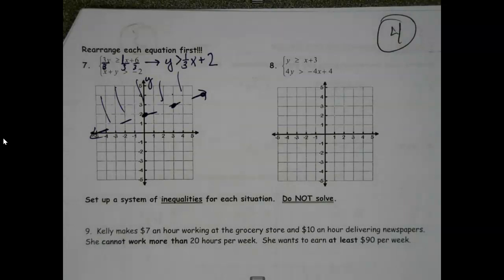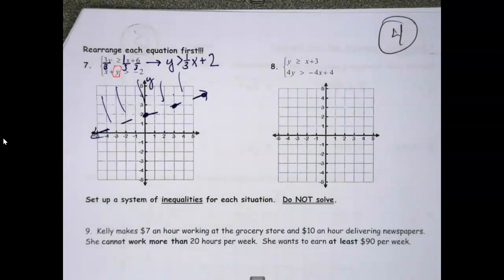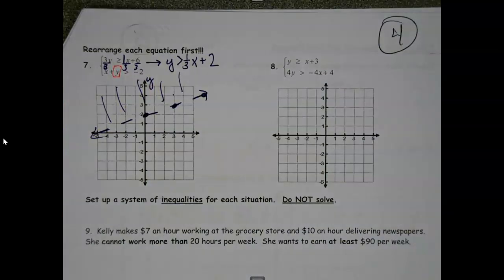And then I go to look at my next one. I'm in the same dilemma. I need y by itself on this side, but I'm adding x to it. What's the opposite?